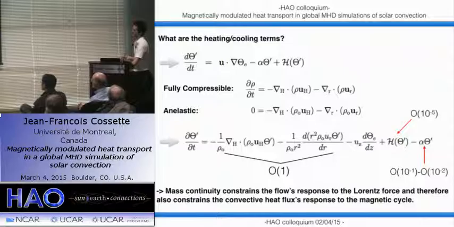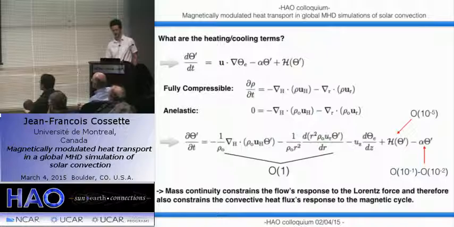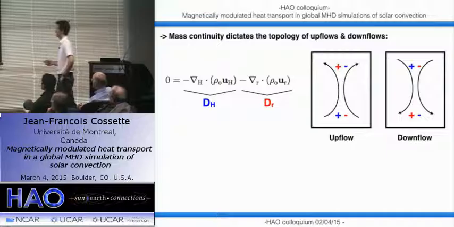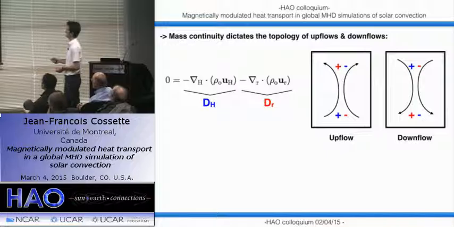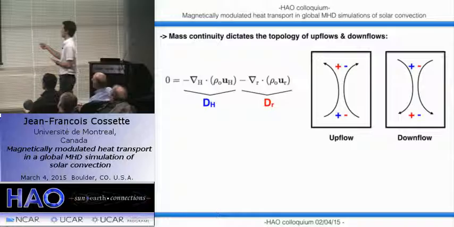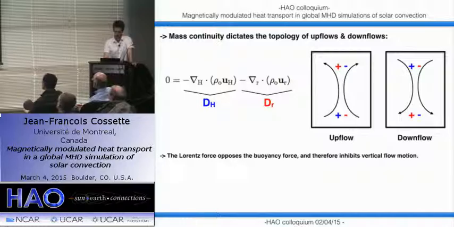Here we really see that because of the anelastic approximation, the mass continuity constrains the flow's response to the Lorentz force, and therefore also constrains the convective heat flux response to the magnetic cycle, which gives us some intuition about how things should go. So if I look at the topology of upflows and downflows, take an upflow for instance. If I go from bottom to top, I get a convergence, so accumulation of mass at the bottom and mass divergence at the top, which are simply the signs of each component of the mass continuity equation. And of course, I get the opposite structure for the downflow.